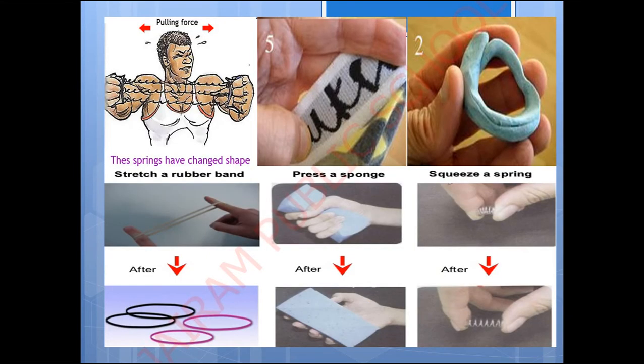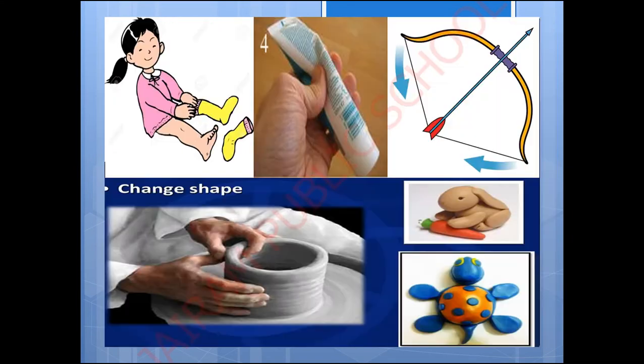Here, by stretching the rubber band, pressing the sponge, squeezing the spring. And here also you can easily understand, by wearing your socks, the shape of the socks will be changing. By pressing the cream, it changes its shape. The bow and arrow also change.